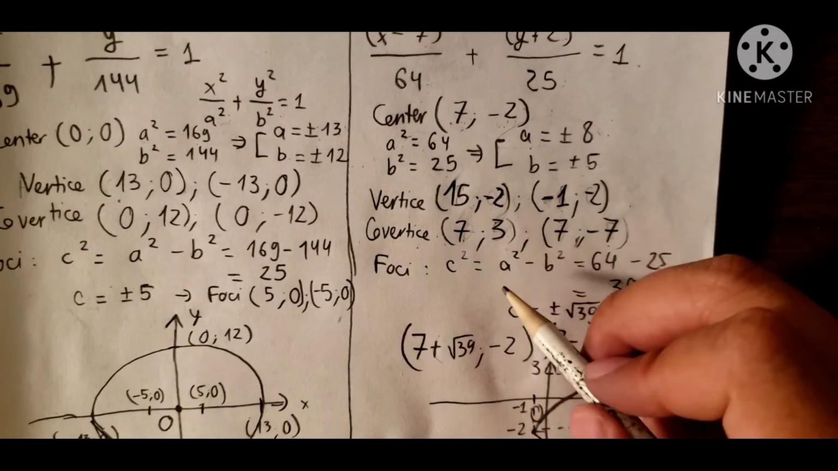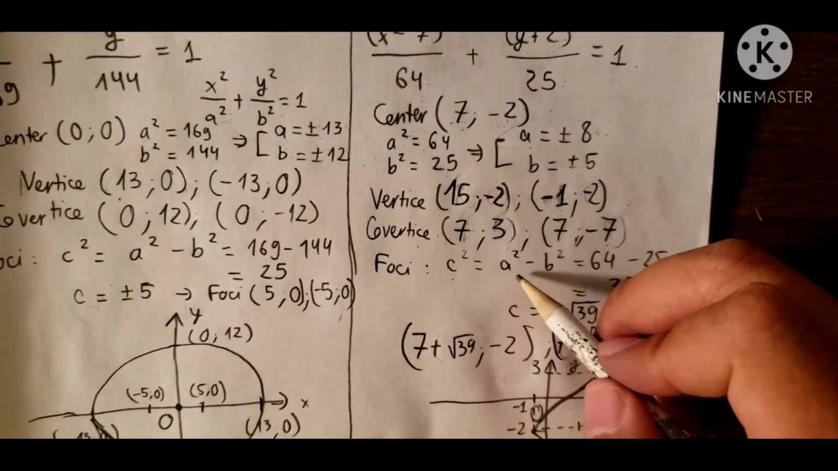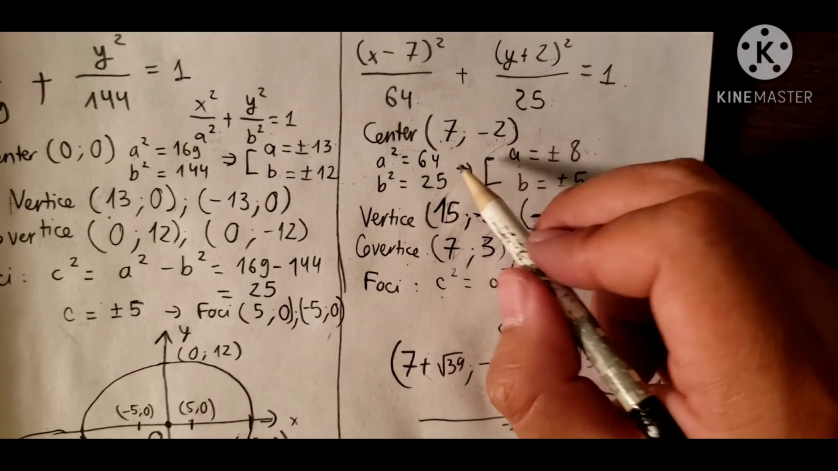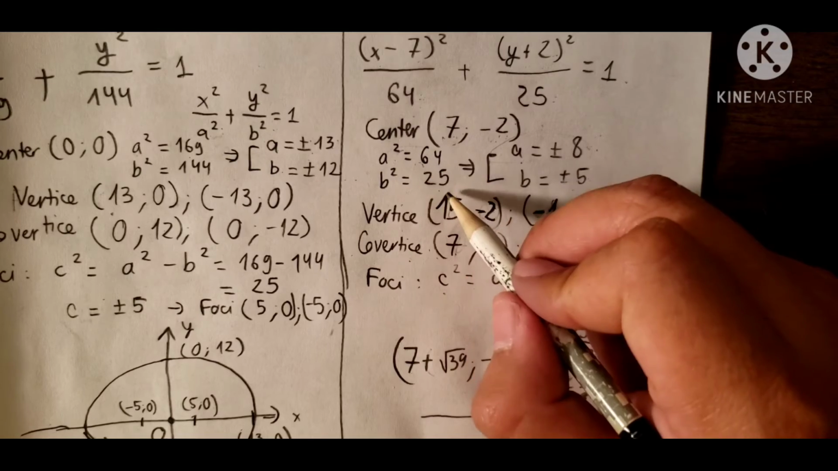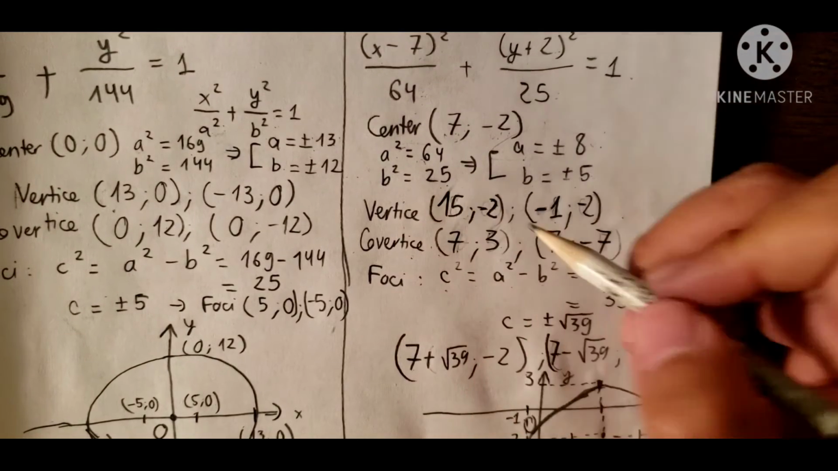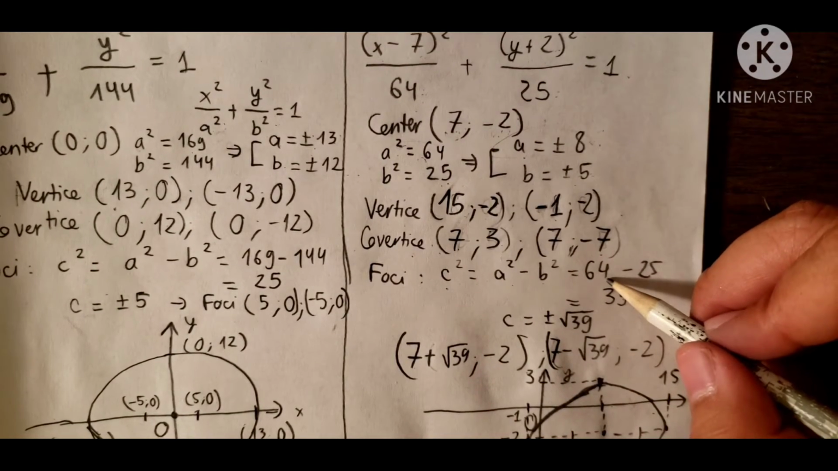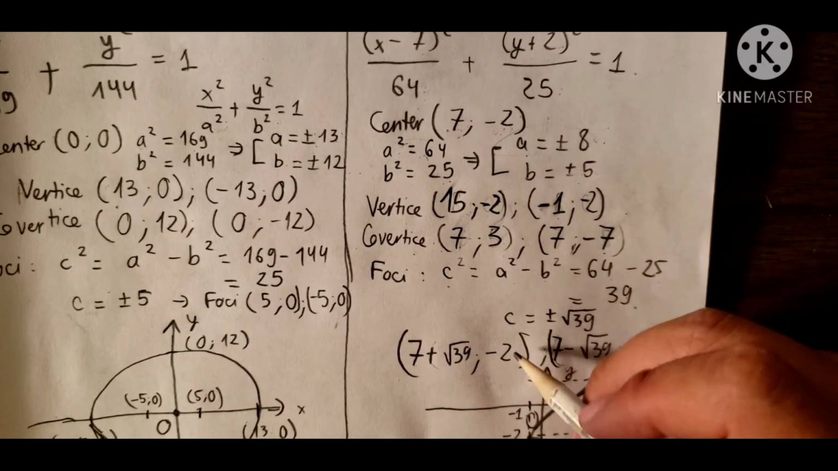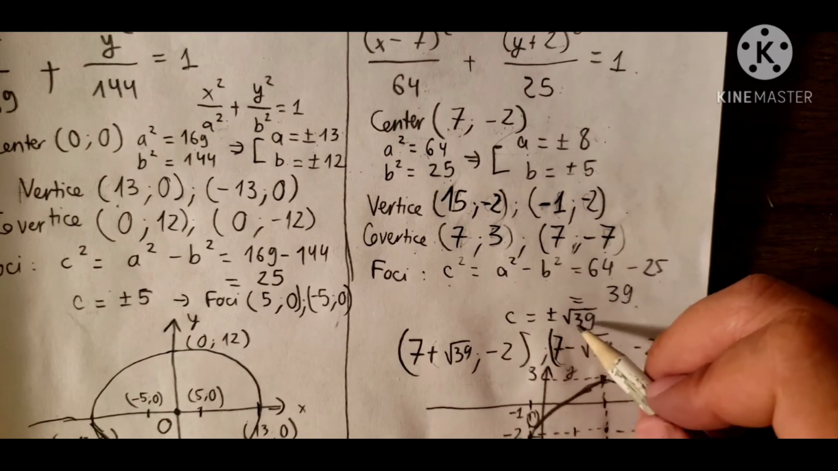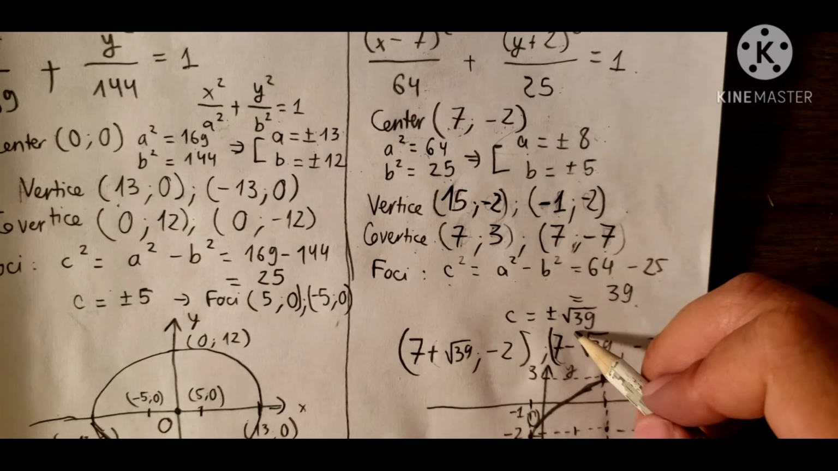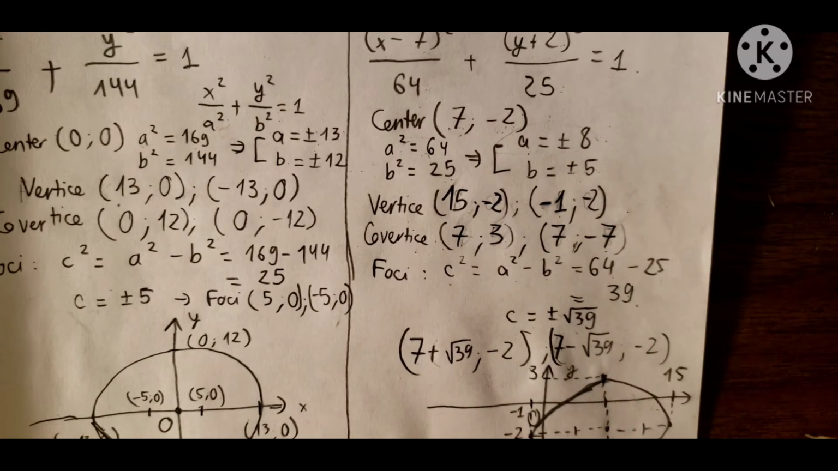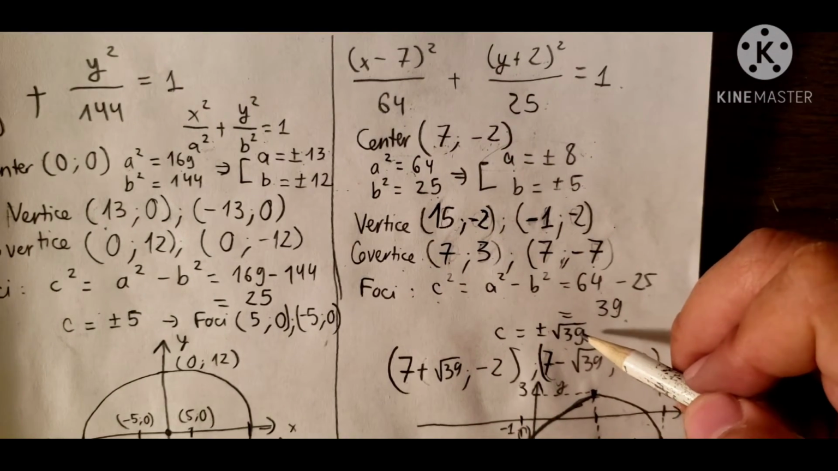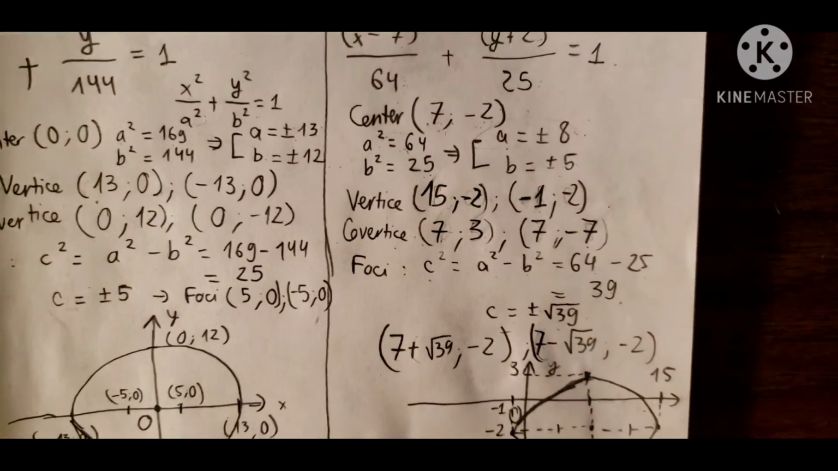For c, we use c power 2 equal to a power 2 minus b power 2 in here. And a power 2 is about 64, b power 2 is about 25. So we got about 64 minus 25, you got about 39 in here. And we calculate c is equal to positive negative square root of 39. So now we use the center to find the location of the foci in here.